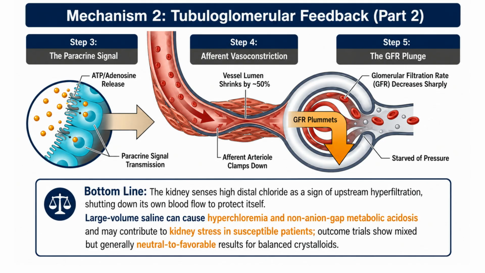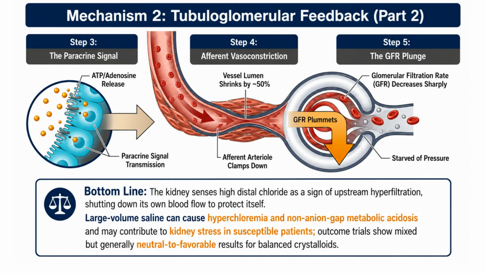So the bottom line is balanced. Large volume saline can cause hyperchloremia and non-anion gap metabolic acidosis, and it may contribute to kidney stress in susceptible patients. But outcome trials are mixed. The strongest practical conclusion is not never saline. It is use chloride-rich fluid deliberately.